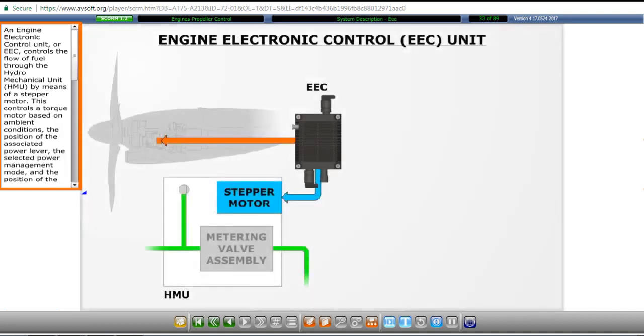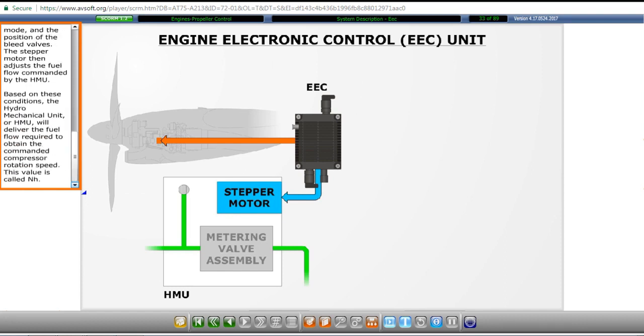An engine electronic control unit, or EEC, controls the flow of fuel through the hydromechanical unit by means of a stepper motor. This controls a torque motor based on ambient conditions, the position of the associated power lever, the selected power management mode, and the position of the bleed valves. The stepper motor then adjusts the fuel flow commanded by the HMU. Based on these conditions, the hydromechanical unit, or HMU, will deliver the fuel flow required to obtain the commanded compressor rotation speed. This value is called NH.